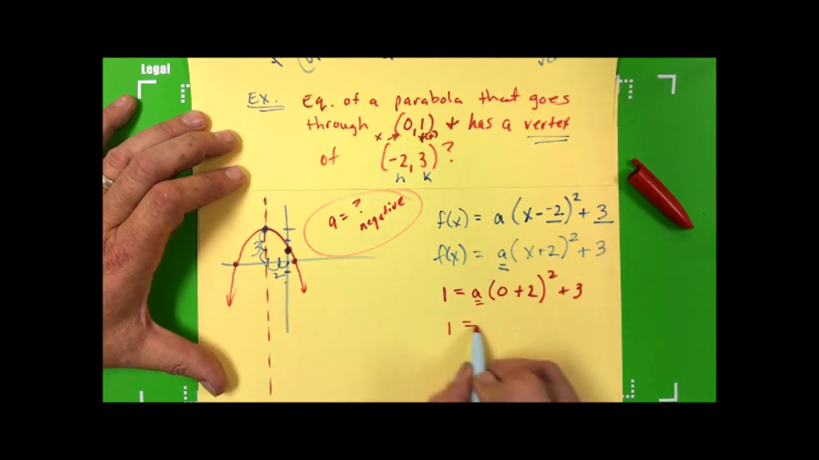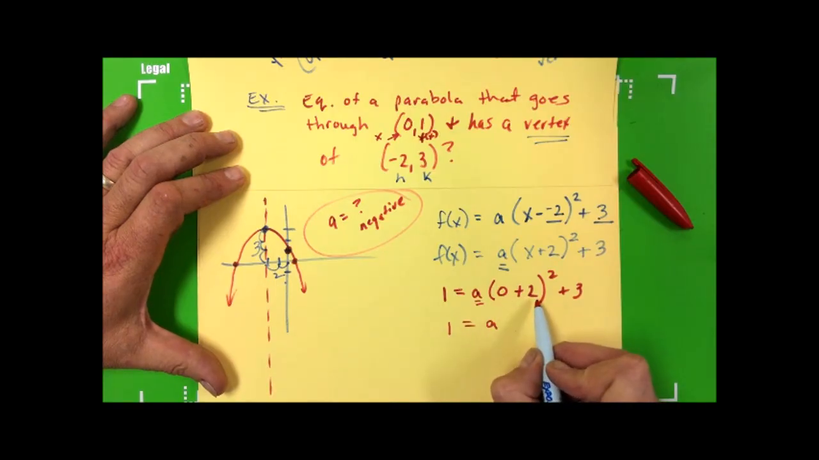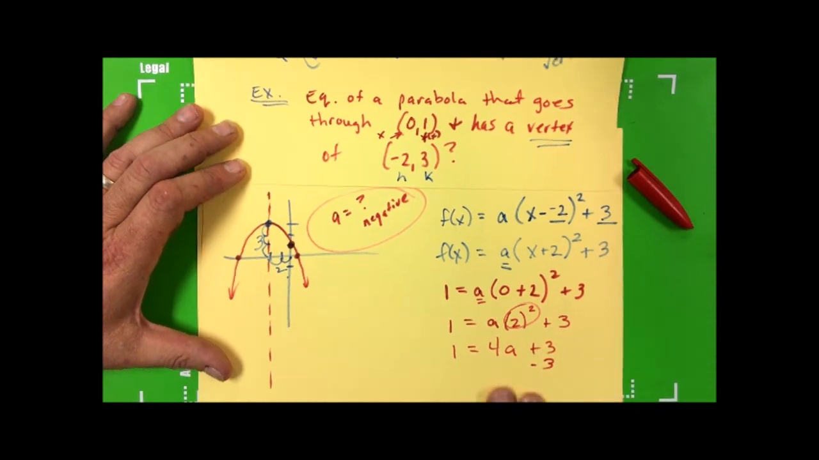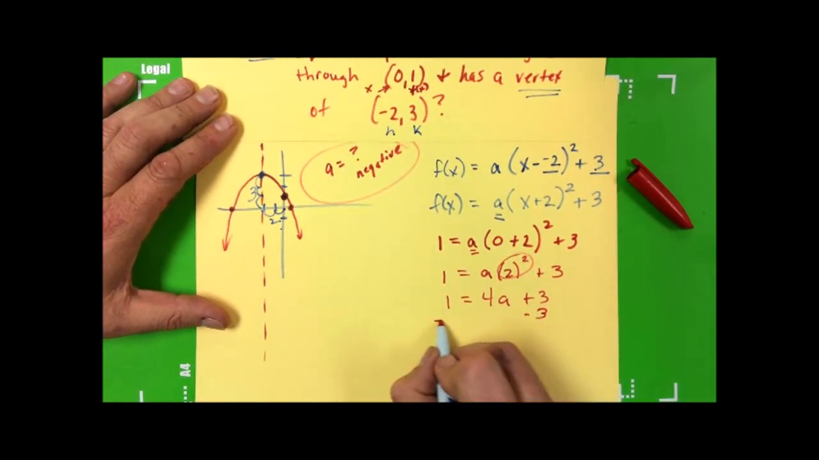And then I'm going to, in this case, what is that? A, this is, what's 0 plus 2? 2 squared is, I'm going to rewrite this in front. 4A plus 3 minus 3 minus 3.